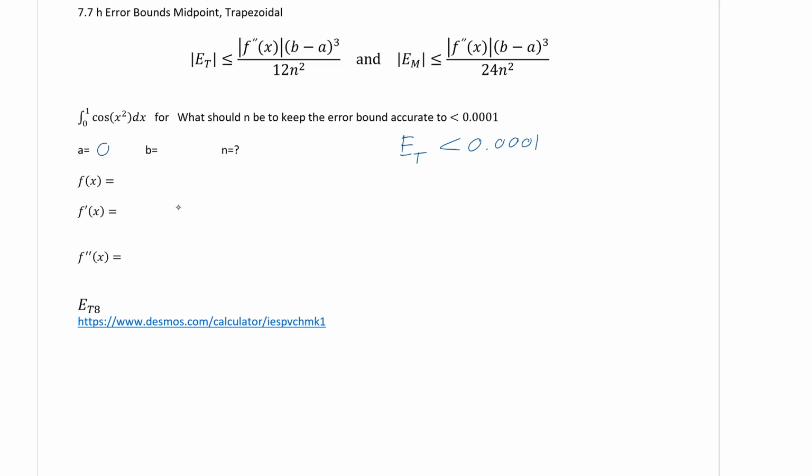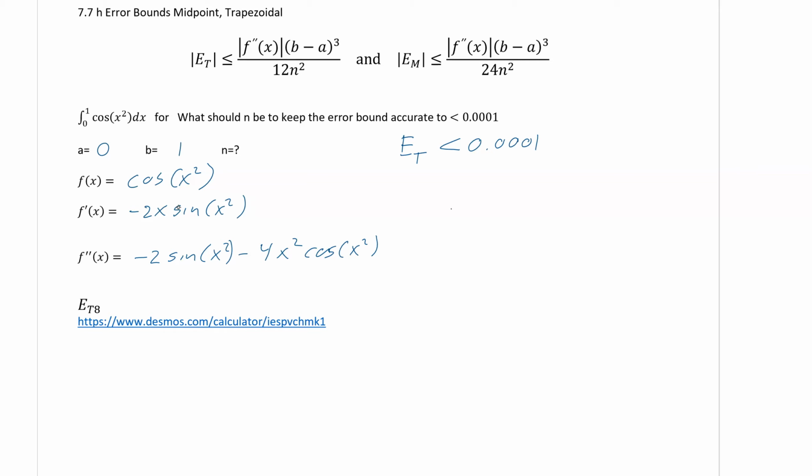So now if we plug everything in, and this is the same problem we did before, our derivative here would be negative 2x sine x squared, and then we would get negative 2 sine x squared minus 4x squared cosine of x squared. So we have to use the product rule on that one. All right, and now we can do the same stuff we did before.